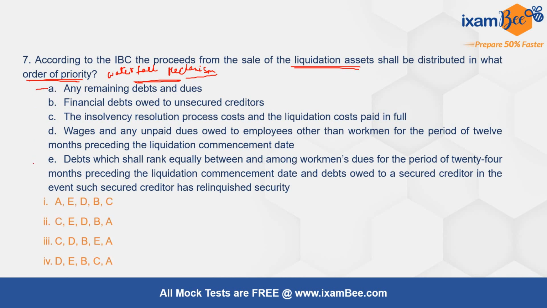So basically इसमें आपको ये सारे options यहाँ पे दिए हुए हैं and different combinations have been given with respect to that. So you can say any remaining debts and dues, financial debts owed to unsecured creditors, the insolvency resolution process cost and liquidation cost paid in full, wages and unpaid dues owed to employees, other workmen for the period of 12 months preceding the liquidation commencement date, debts which shall rank equally between and among workmen's dues for the period of 24 months preceding the liquidation commencement date, and debts owed to secured creditors in the event such secured creditor has relinquished security. So अब ये सारे options में से आपको different combinations as I mentioned यहाँ दिया हुआ है and you have to select the most appropriate one.